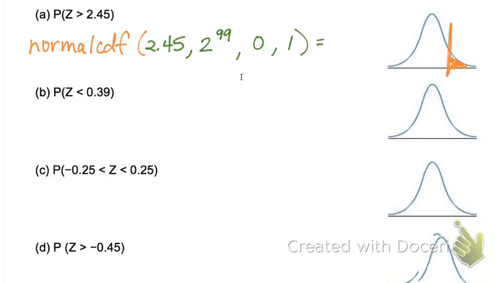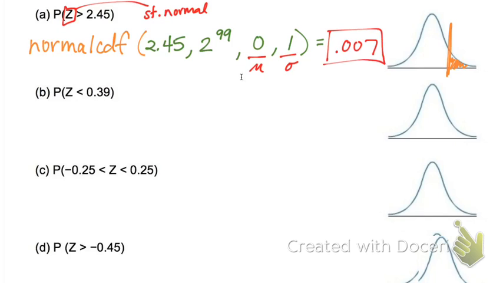How do we get to 0 for the mean and the standard deviation? Because this z right here tells me that it is a standard normal, because it's giving me a z-score. When it gives me a z-score, my mean and my standard deviation are always 0 and 1. So when you type that in, what do you get? 3 decimal places. Good. 0.007.